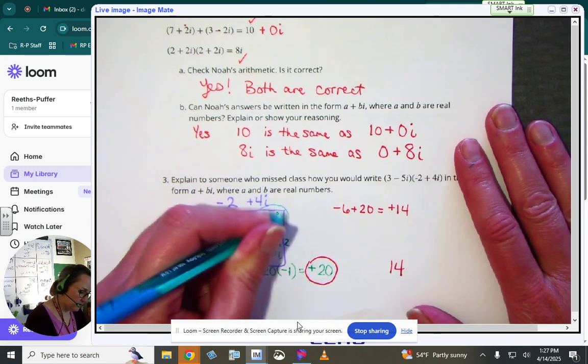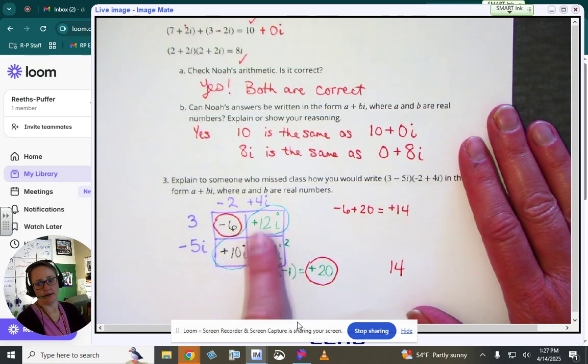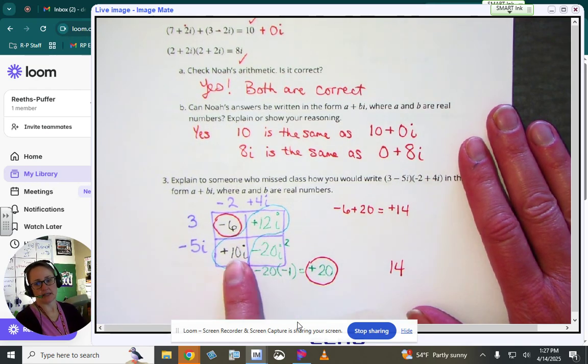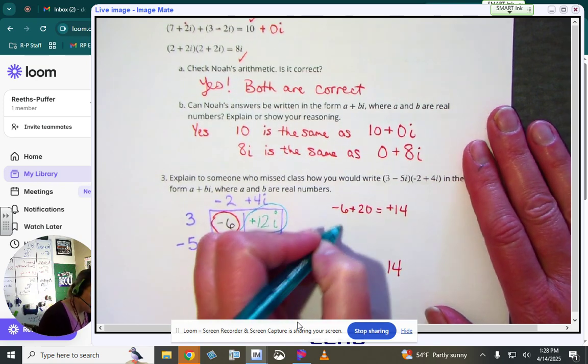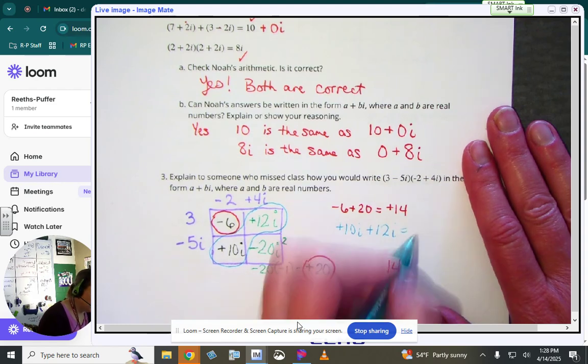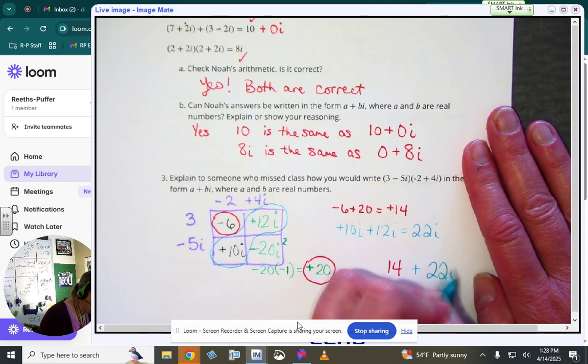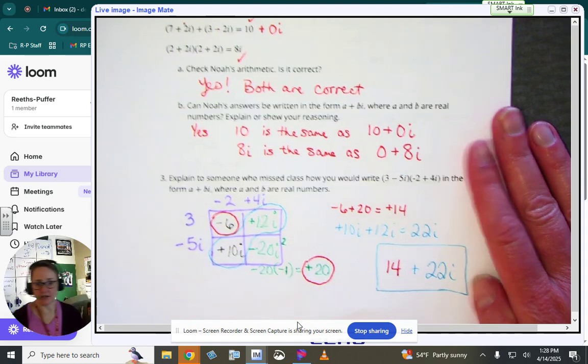My imaginary numbers are here on the diagonals, just like we saw them before. Okay, so I have 12 i's and I have 10 more i's. So 10 i's plus 12 more i's is 22i. There is my imaginary part and my final answer.